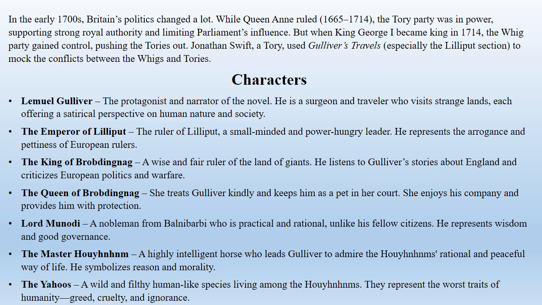In this video, we will discuss the summary and themes of Jonathan Swift's Gulliver's Travels. In the early 1700s, Britain's politics changed a lot. While Queen Anne ruled, the Tory party was in power, supporting strong royal authority and limiting Parliament's influence. But when King George I became king in 1714, the Whig party gained control, pushing the Tories out. Jonathan Swift, a Tory, used Gulliver's Travels, especially the Lilliput section, to mock the conflicts between the Whigs and Tories.